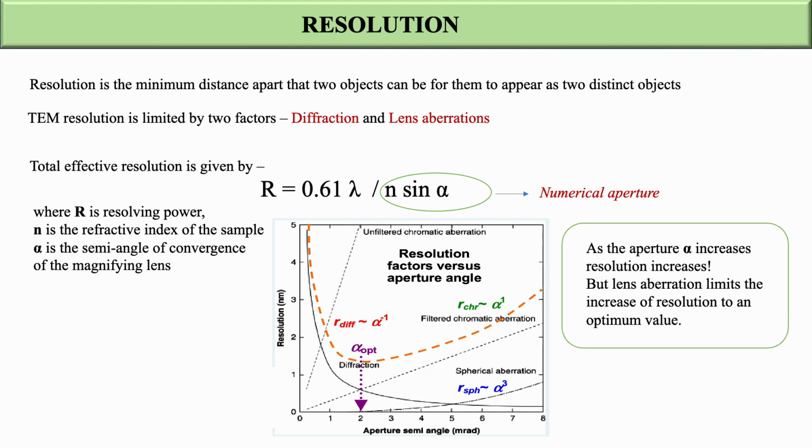Here n sin alpha is the numerical aperture, where n is the refractive index of the sample, and alpha is the semi-angle of convergence of the magnifying lens. When we increase the aperture alpha, the resolution also increases, but because of the lens aberrations, it only increases up to an optimum value. After that, it starts decreasing. So because of lens aberration the resolution is limited, and also because of diffraction, it is limited.